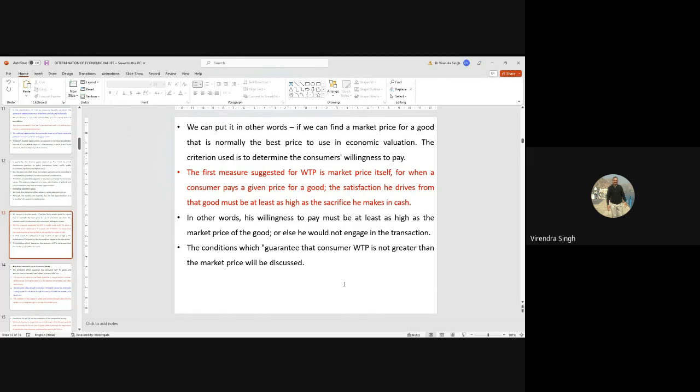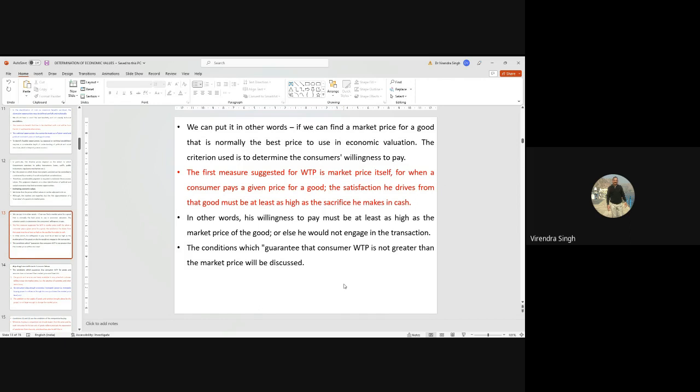The criterion used is to determine the consumer's willingness to pay. The first measure suggested for willingness to pay is the market price itself. For when a consumer pays a given price for a good, the satisfaction he derives from that good must be at least as high as the sacrifice he makes in cash. For purchasing a good, valuable consideration, including cash, is offered by the purchaser, so he undertakes certain sacrifices.